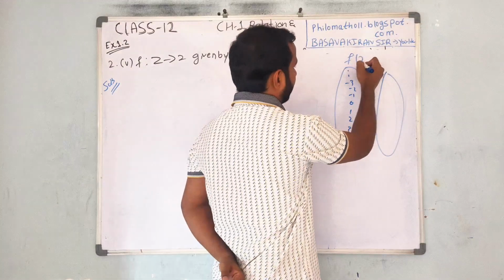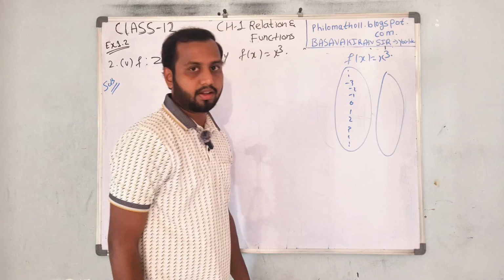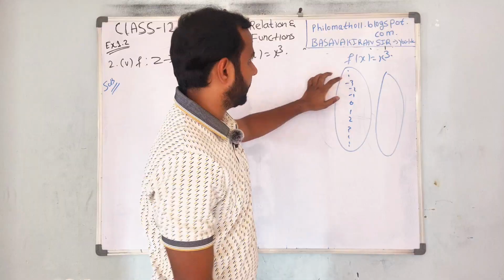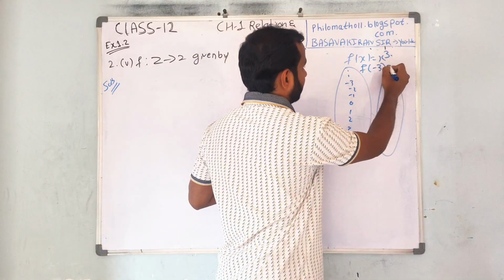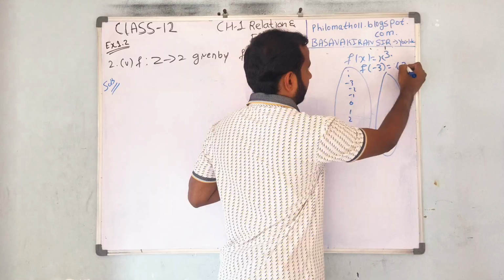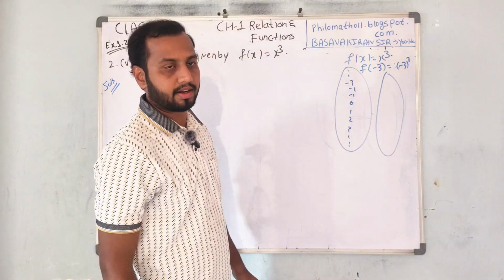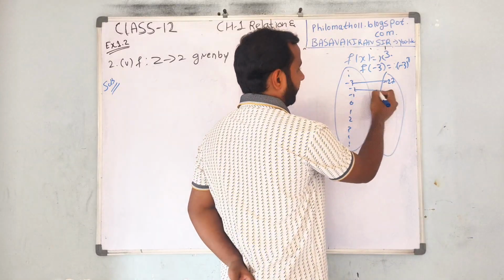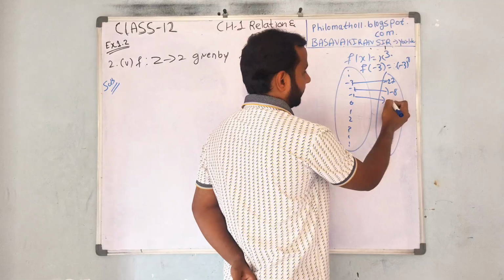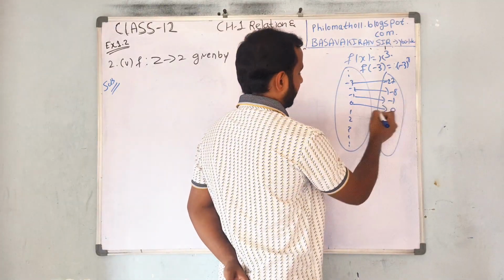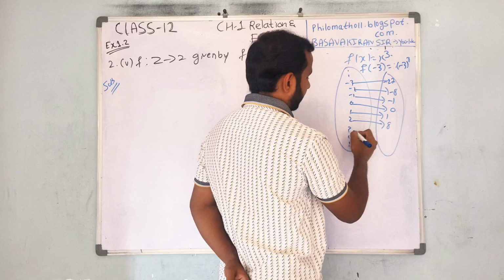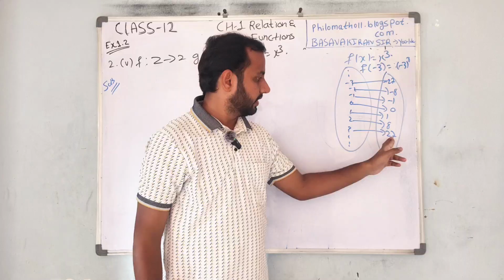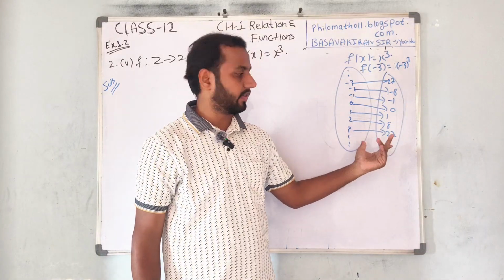f of x is given to you. What is f of x now? x cube, right? f of x is x cube. Now -3, right? What answer do we get for -3? f of -3 equals what? -3 cube. -3 cube is 27. Minus into minus is plus, plus into minus is minus, so -27. For -2 you will get -8. For -1 you will get -1. Next for 0, 0. For 1, 1. For 2, 8. For 3, again 27. Then I can say every element has its image, and the image is also different. Then I can say the function is a 1-1 function.